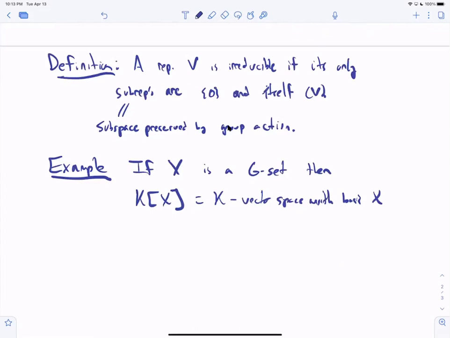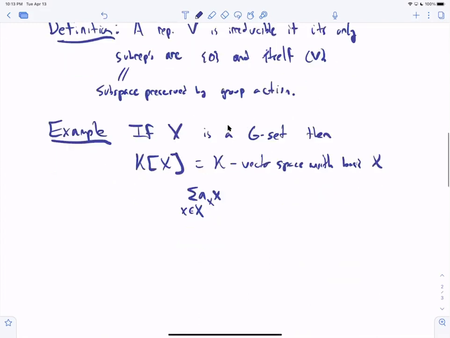So an element here looks like the sum over all x in X of a_x times x. You should think of X as a finite set. If X is an infinite set, this still makes sense, but then there's some choice about whether you want to take infinite formal sums or finite formal sums, and with this notation I would take finite formal sums. But let me even say X is a finite G-set, and G is a finite group.